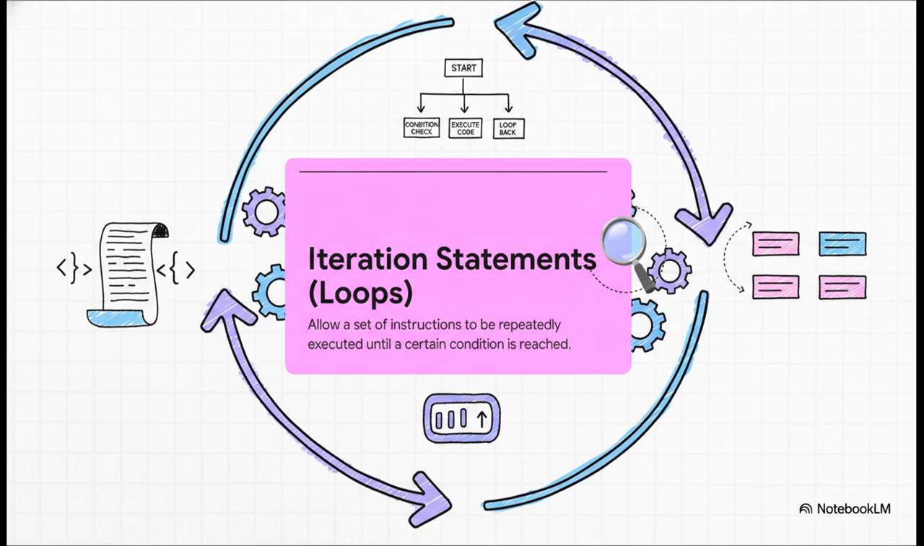As programming expert Herbert Schultz points out, loops are designed to run a block of code again and again until some condition you set is finally met. They turn that 100-line disaster into just a few super elegant lines of code.